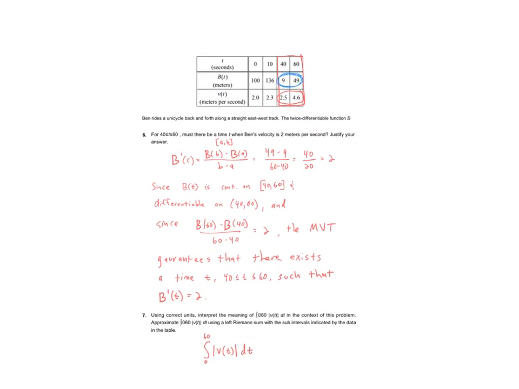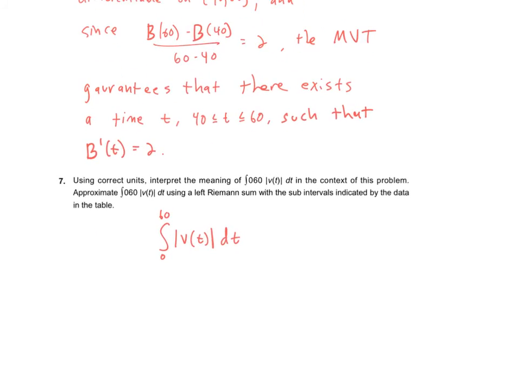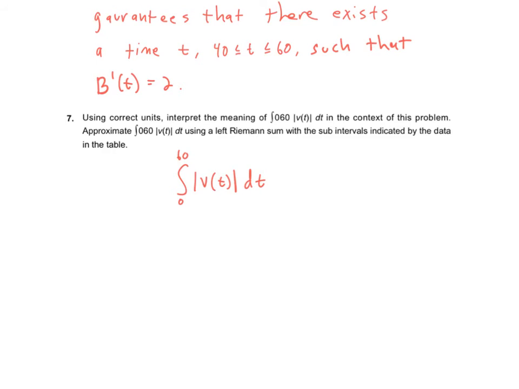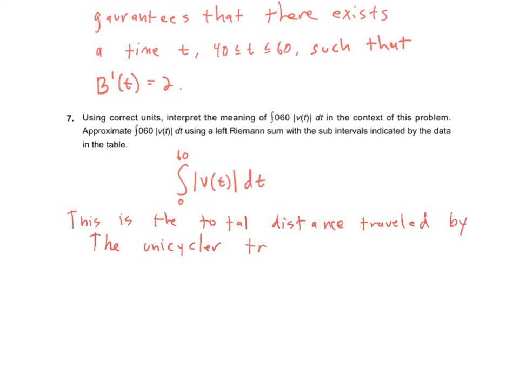And so in the context of this problem, this is a unicycler. So we could say something like, this is the total distance traveled by the unicycler in the first 60 seconds. Okay, so there's something like that.